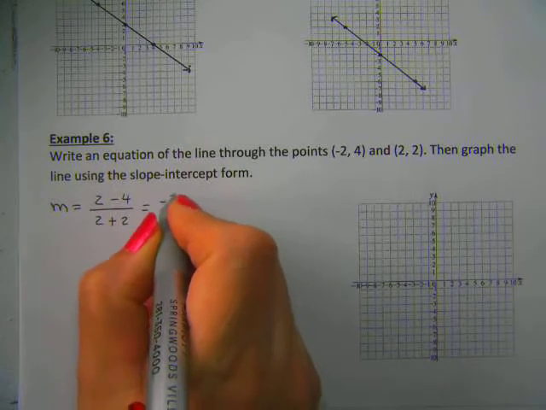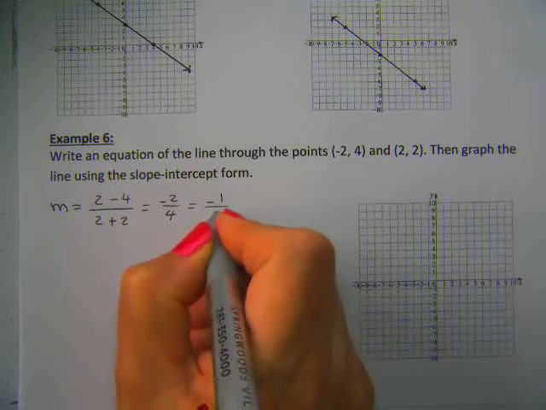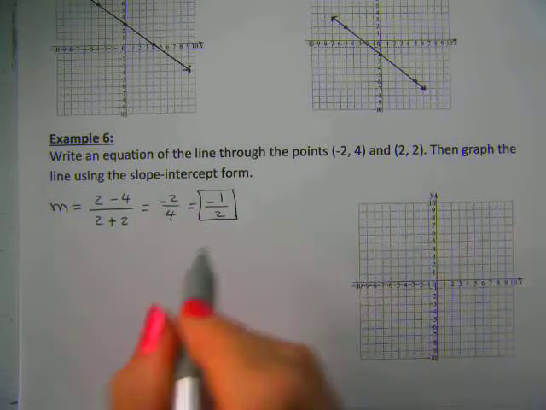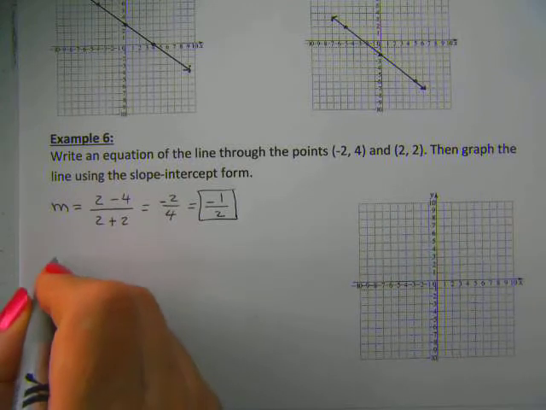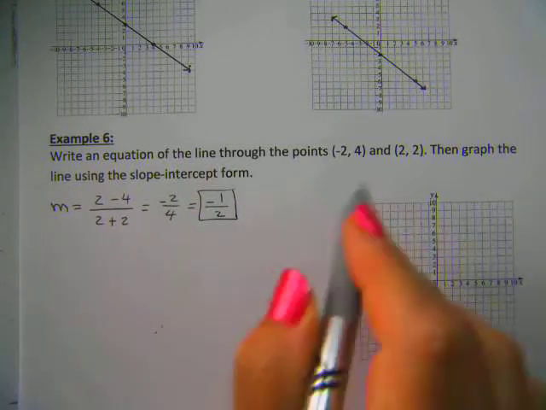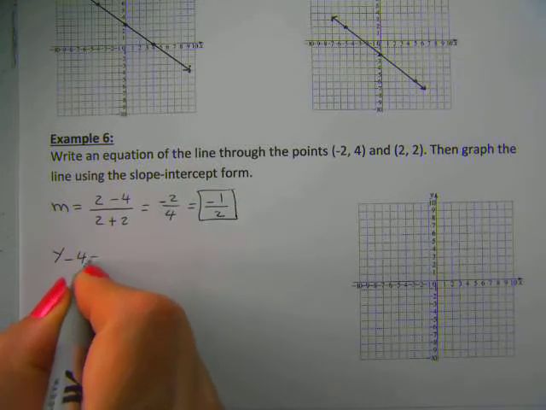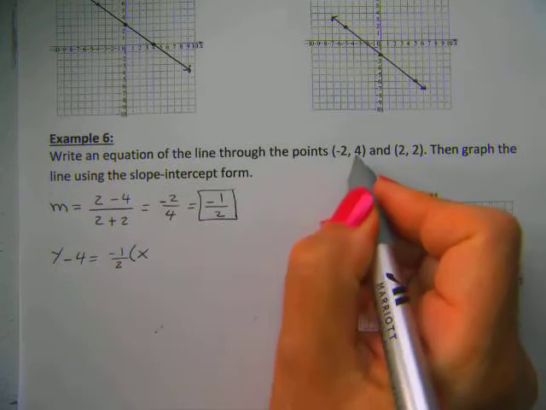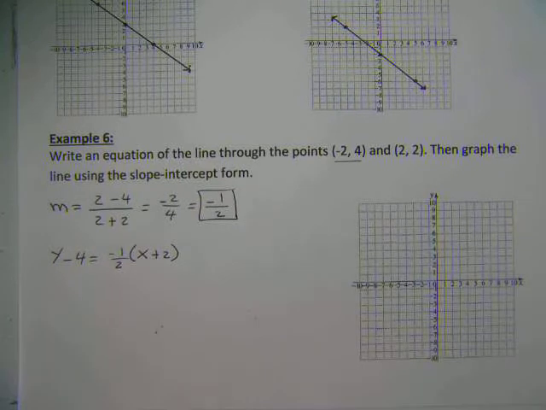Now we have negative 2 over 4. You have to simplify, which is negative 1 over 2. That's my slope. Now, I don't know the y-intercept. So let's write the equation using the point-slope form. Which point I use doesn't matter. So y minus 4 equals negative 1/2, and I'm using the first point, x minus negative 2, so plus 2.